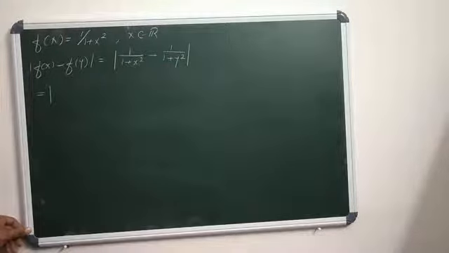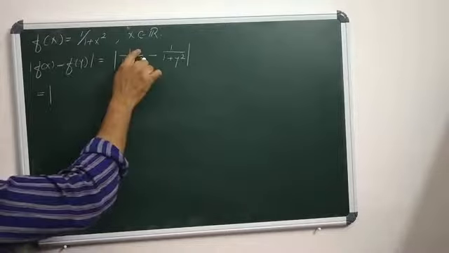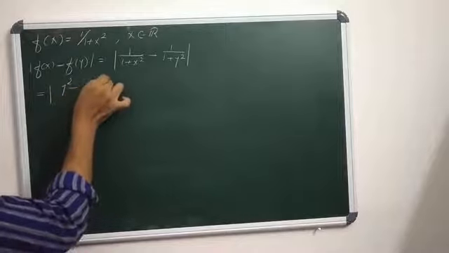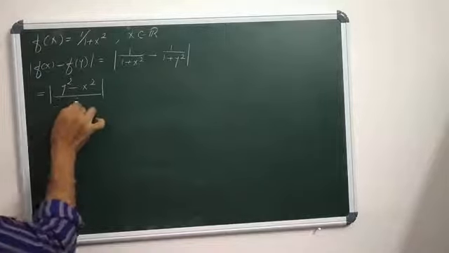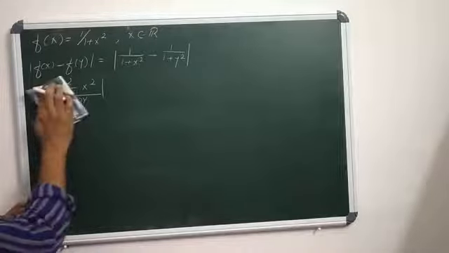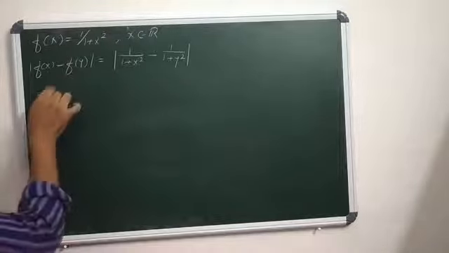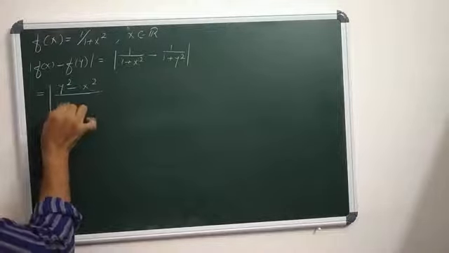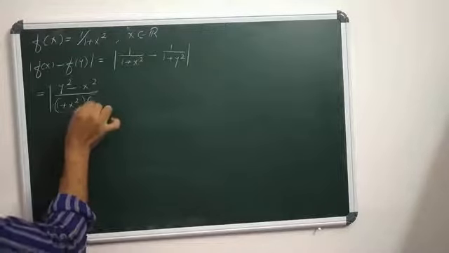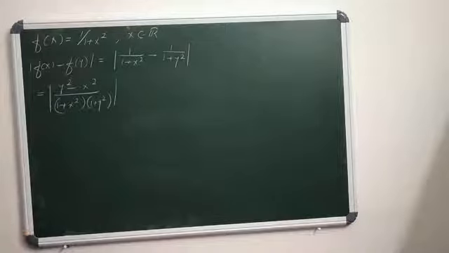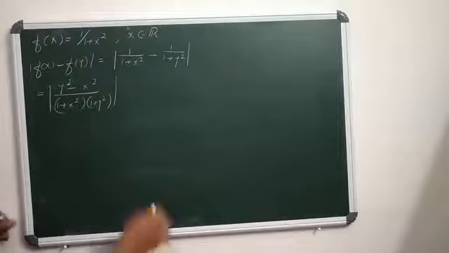You can take the LCM. So it is 1 plus y square minus 1 plus x square. So the numerator is y square minus x square divided by the same denominator. What is the denominator? 1 plus x square into 1 plus y square. So this can be rewritten as modulus of y square minus x square divided by 1 plus x square into 1 plus y square. But what is y square minus x square? Modulus of y square minus x square is modulus of x square minus y square.